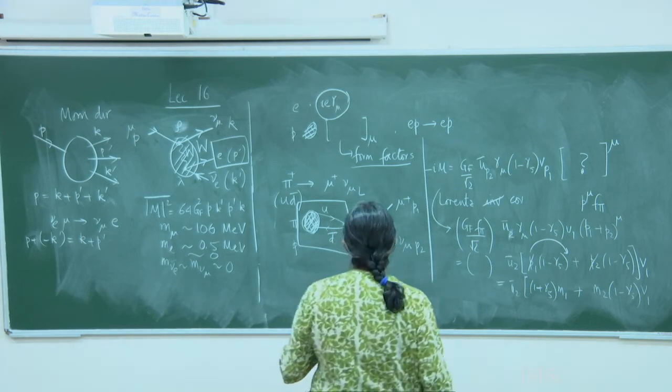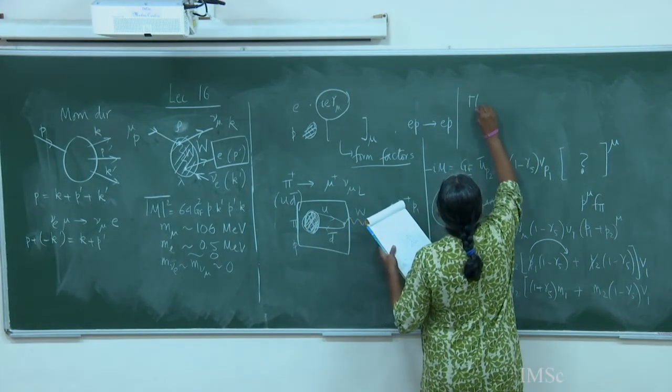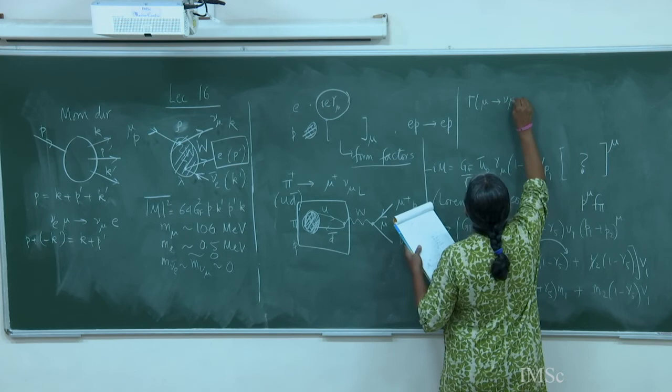And I am going to write the final answer. So I am going to write gamma is equal to gamma of mu goes to mu.